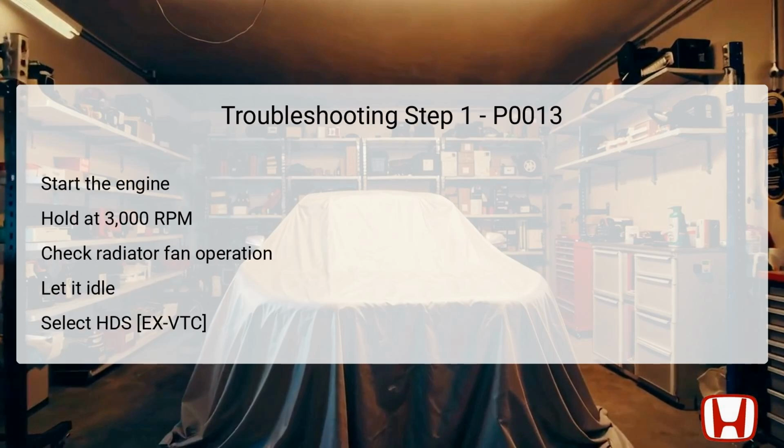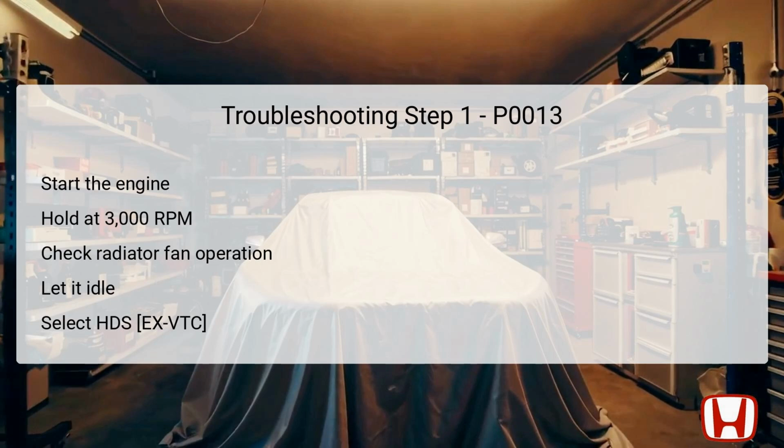The first step in troubleshooting DTC P0013 involves starting the engine and monitoring its behavior under specific conditions. After starting the engine, it is crucial to hold the engine speed at 3,000 RPM without any load by placing the vehicle in park or neutral until the radiator fan engages. This step is important as it allows the VTC system to stabilize and potentially reveal any operational issues while under pressure.